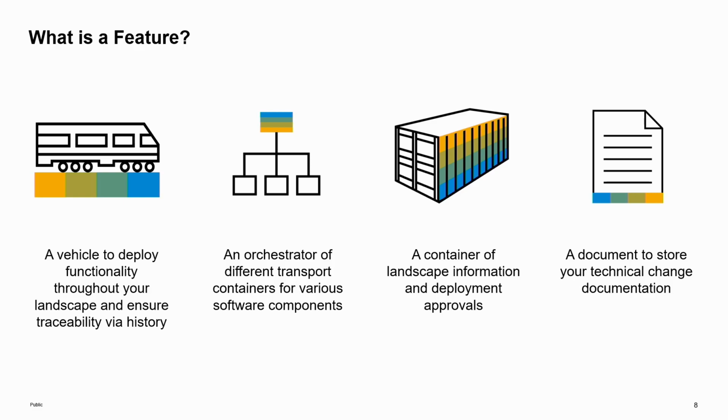First of all, it's a vehicle to deploy functionality. Also, it's the vehicle to move through the landscape. And if the landscape is heterogeneous, or let's say consists of several tracks, then it's also an orchestrator. We also have this little container here, so overall it's also a container to collect data and, for example, to have approvals on top.